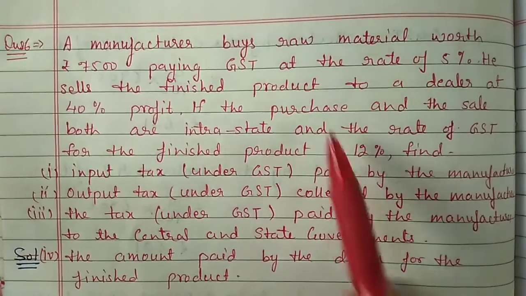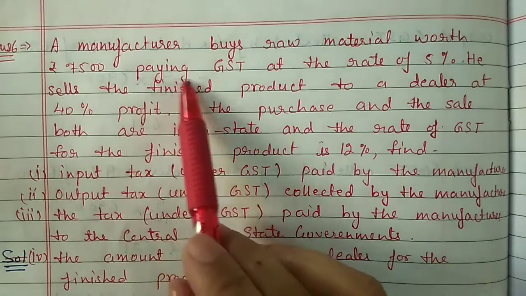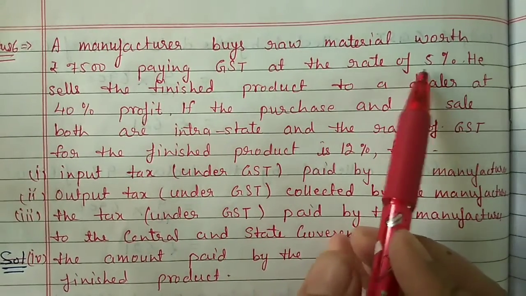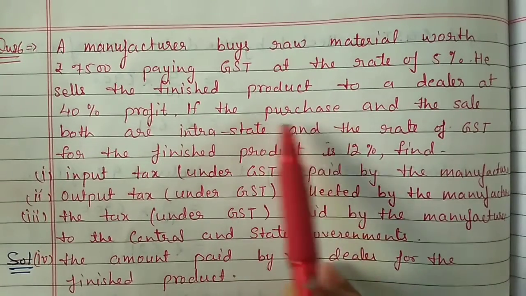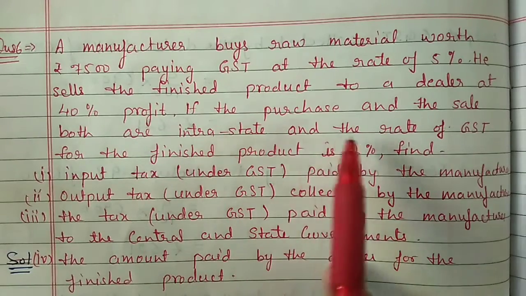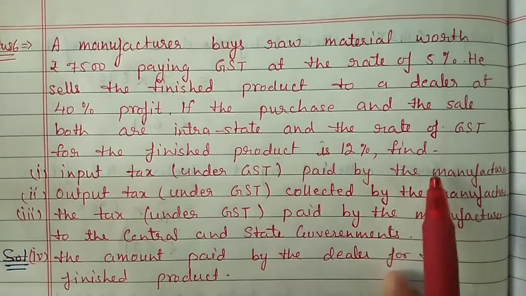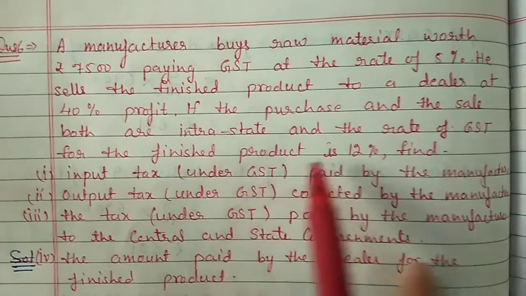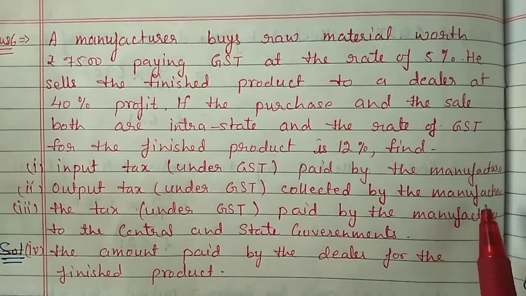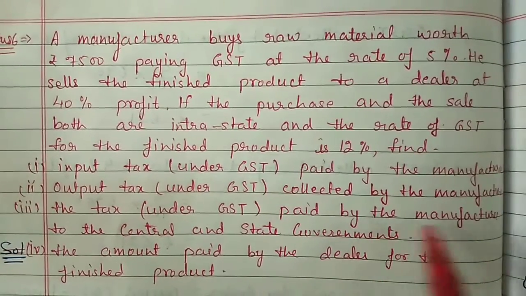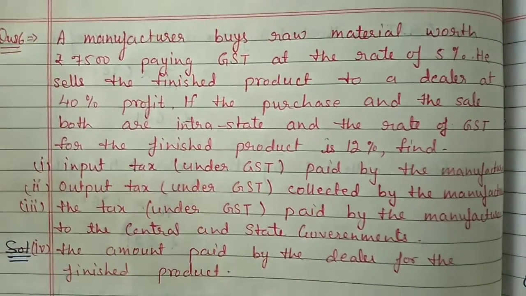Question number 6. A manufacturer buys a raw material worth rupees 7,500 paying GST at the rate of 5%. He sells the finished product to a dealer at 40% profit. If the purchase and the sale both are intrastate and the rate of GST for the finished product is 12%, find the input tax under GST paid by the manufacturer, the output tax under GST collected by the manufacturer, the tax under GST paid by the manufacturer to the central and state government, and the total amount paid by the dealer for the final product.